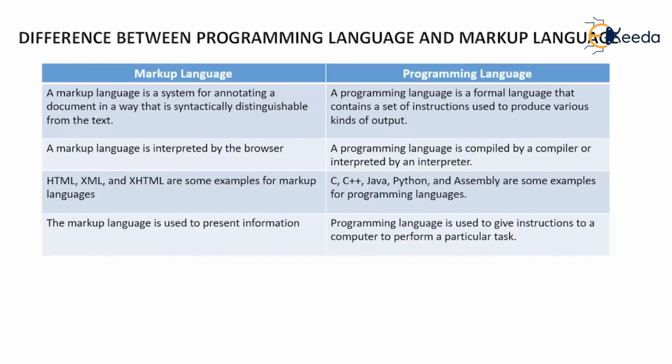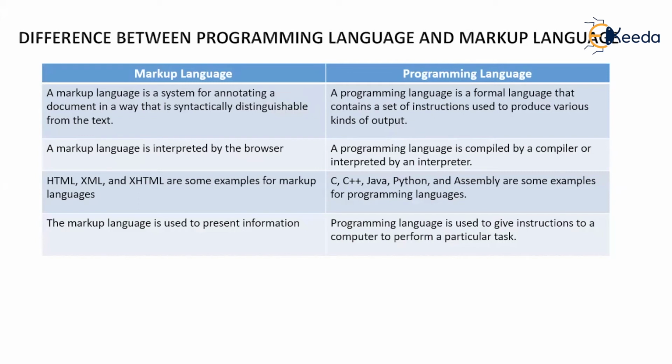Let's see what is the difference between programming language and markup language. A programming language is a formal language that contains a set of instructions used to produce various kinds of output. But a markup language is used to annotate a document in a way that is syntactically distinguishable from the text format.